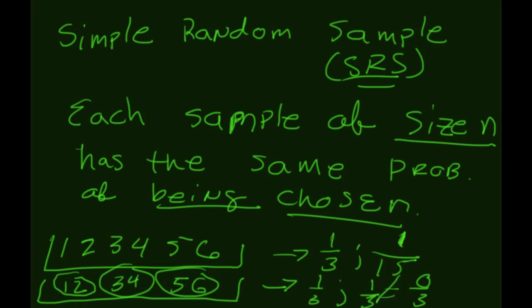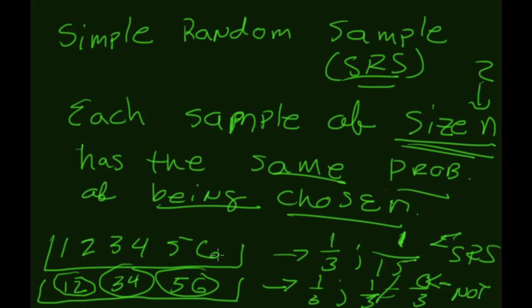These probabilities are not the same. Picking 3, 4 has a 1 in 3 chance of being chosen. Picking 4 and 6 has a 0%. So these are both samples of size 2, but they don't have the same probability of being chosen. So this first method is a simple random sample. This one is not. Both are random, only this one is a simple random sample. In fact, if you're doing a simple random sample, it can always be boiled down to putting all the items in a hat and picking them out individually. If you're doing anything else, you're not going to have a simple random sample.